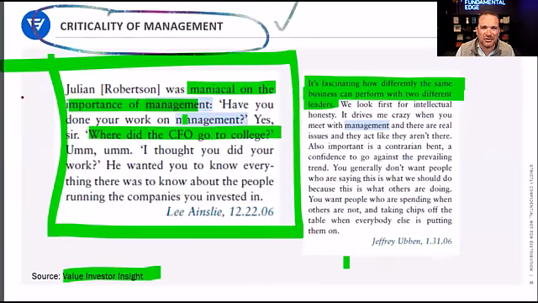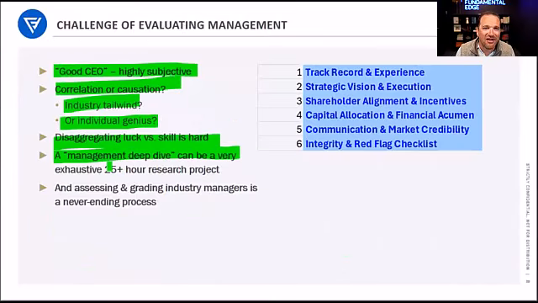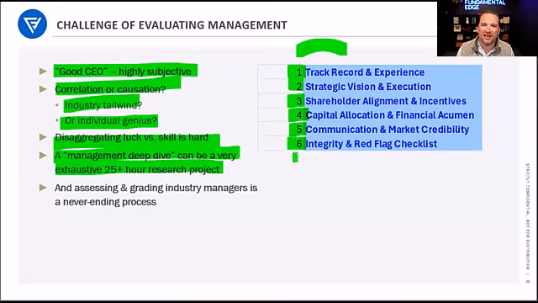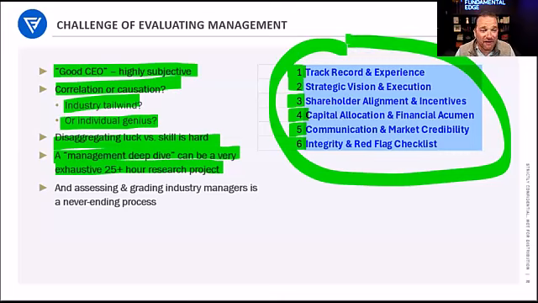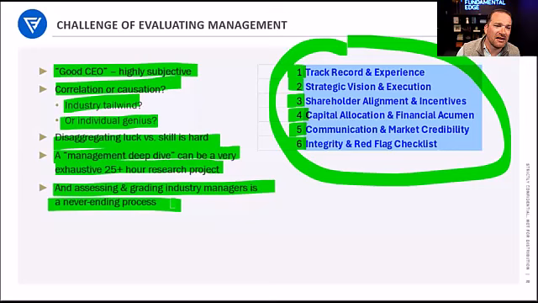When Julian talked about doing your work on management, what does that entail? That can entail an exhaustive, ongoing deep research process, evaluating track record and strategic vision and alignment and incentives, capital allocation, financial acumen, communication, market credibility, integrity, and red flag checklists. This can include evaluating public filings, but also doing off-book references, talking to former peers and subordinates, et cetera, and really assessing and grading industry managers is a never-ending process.